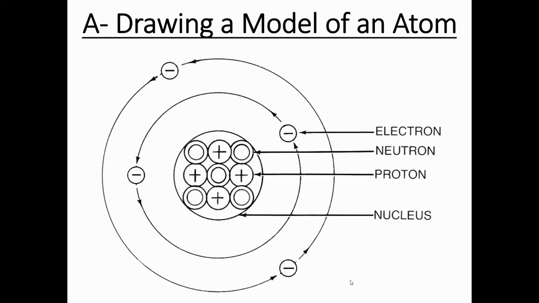So once again, a quick review. Remember that the atom in this model, its subatomic particles are found in a nucleus. You have the protons that have a positive charge, the neutrons with no charge, and the electrons are not in the nucleus. They're in shells or energy levels, and they have a negative charge.